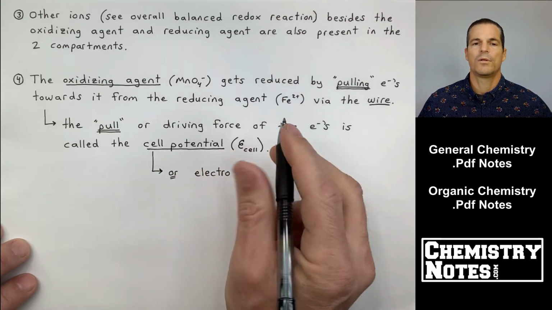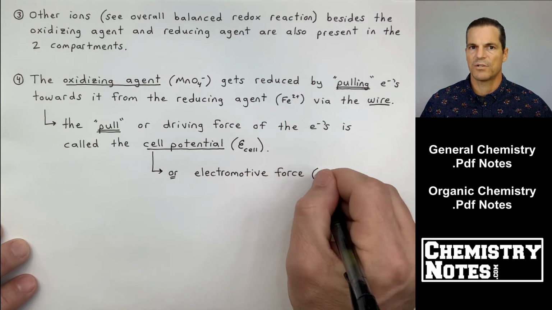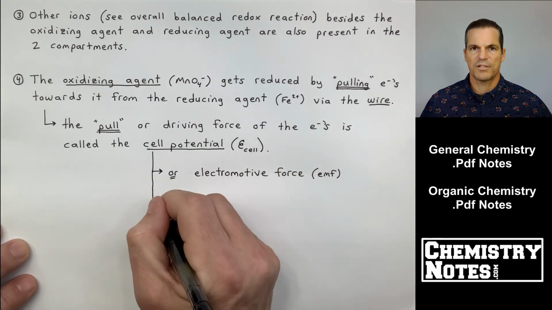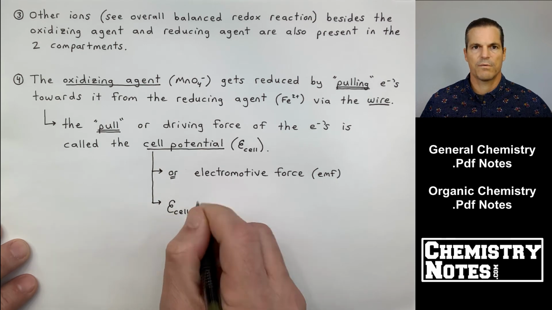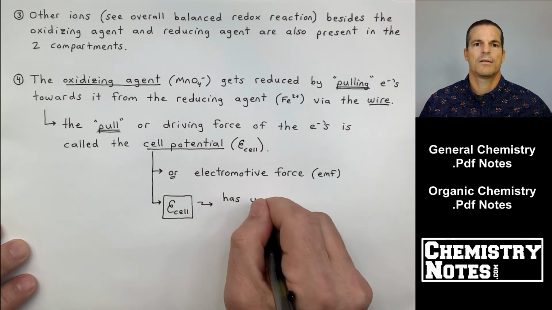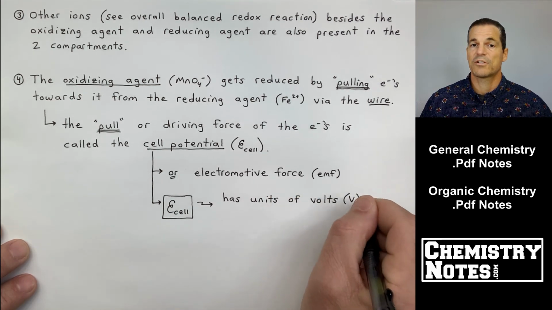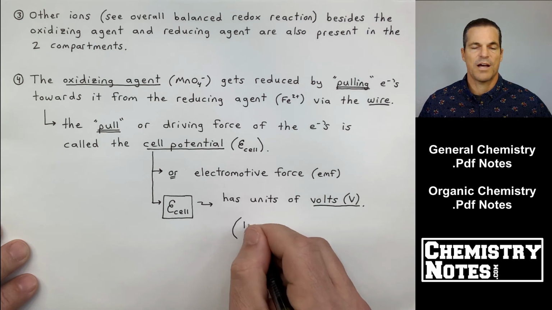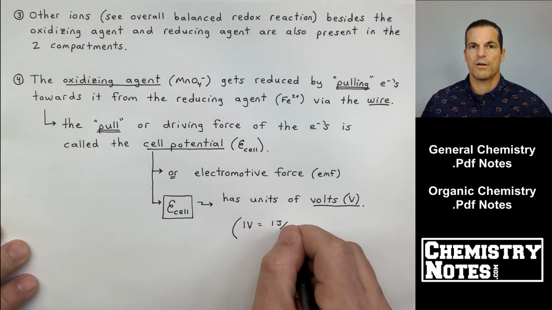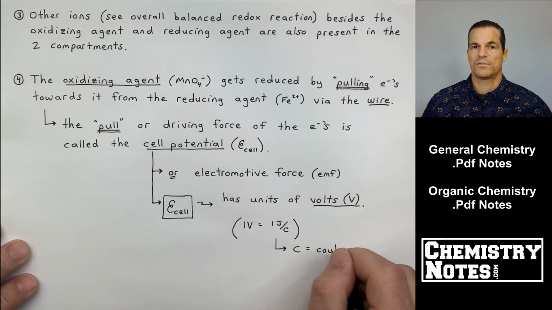So it says here, for number 4, the pull or driving force of the electrons is called the cell potential. We'll be talking about cell potential over and over with every video. Cell potential has a little cursive E with the subscript cell. That is cell potential. It's also called electromotive force or EMF. I won't use EMF in our notes. I use E cell. So E cell has units of volts.